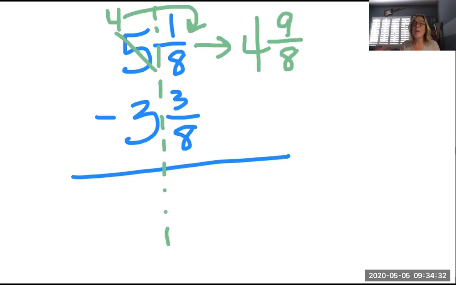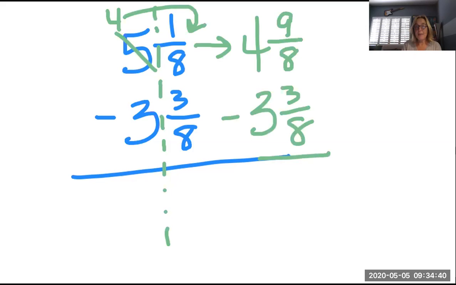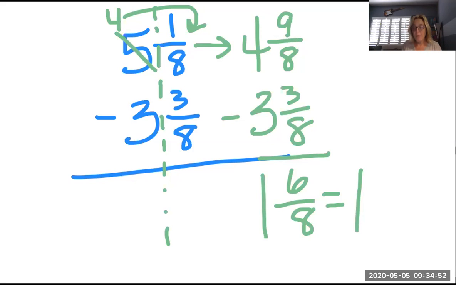That's what we mean by regrouping or renaming. And so now we can subtract 3 3/8 very simply. 9/8 minus 3/8 is 6/8, and 4 minus 3 is 1. And if you're on the ball, you know that that is not simplest form. So we're going to keep the whole number, but we're going to simplify 6/8 to 3/4. And then I'm going to put a box around my answer.